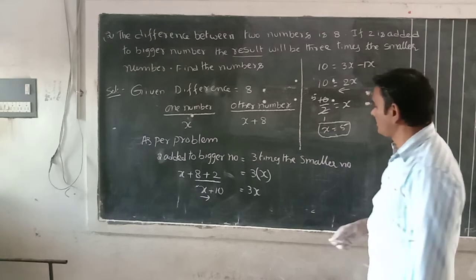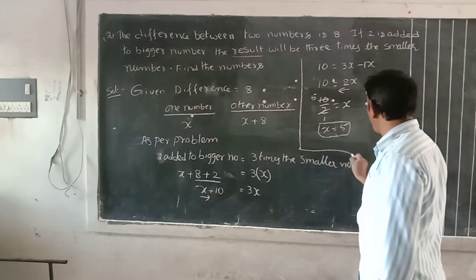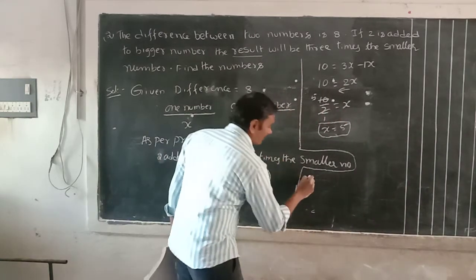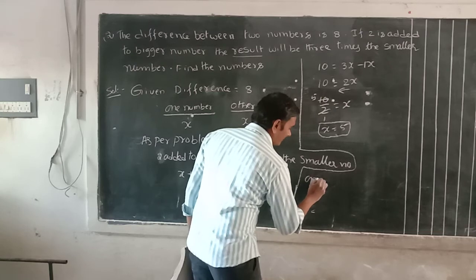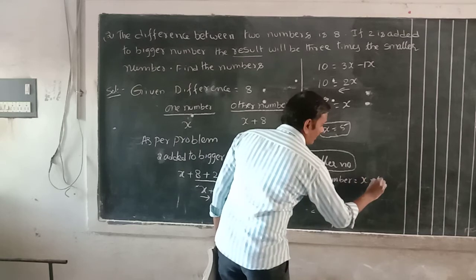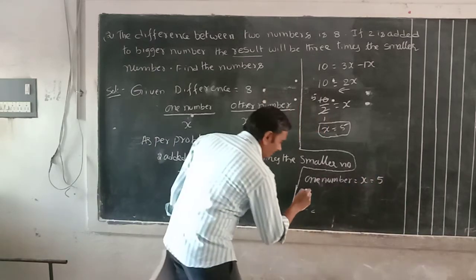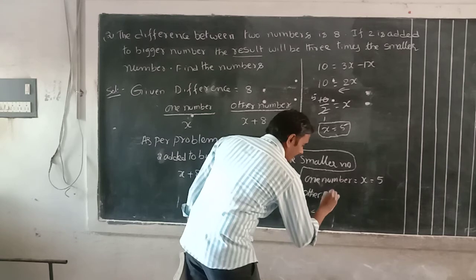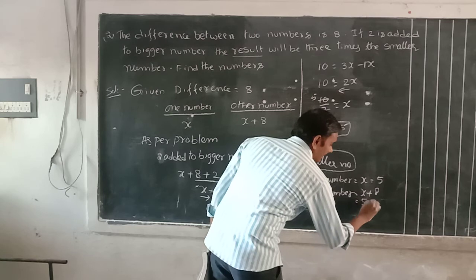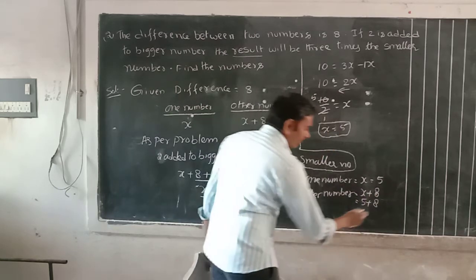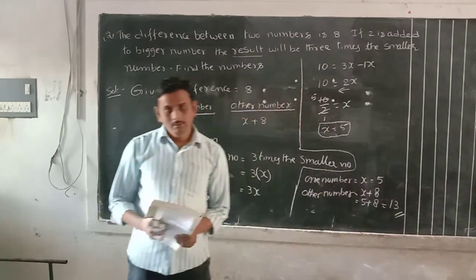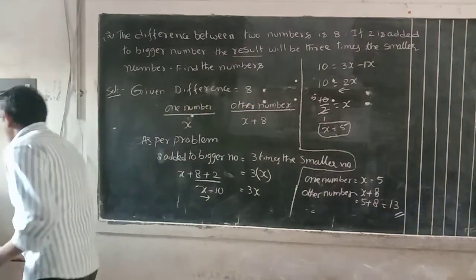Now I want to know the numbers. Okay, what are the numbers? One number equal to x. The x value we got here is 5. Other number equal to x plus 8. x plus 8 means 5 plus 8, which is 13. That is the two numbers. What are they? 5 and 13. Okay, we will go for the next question.